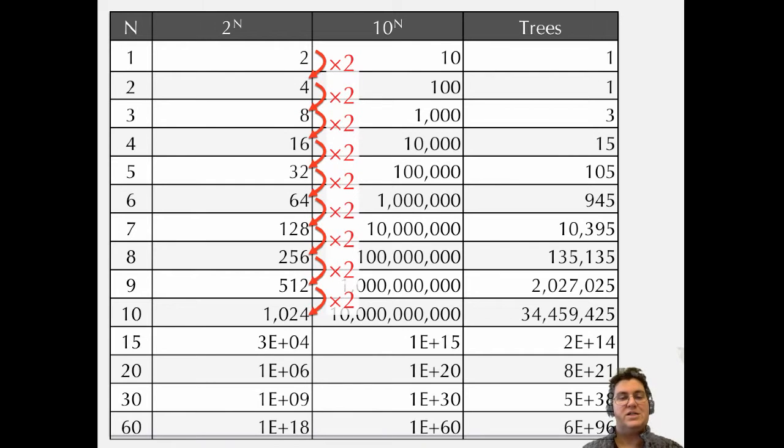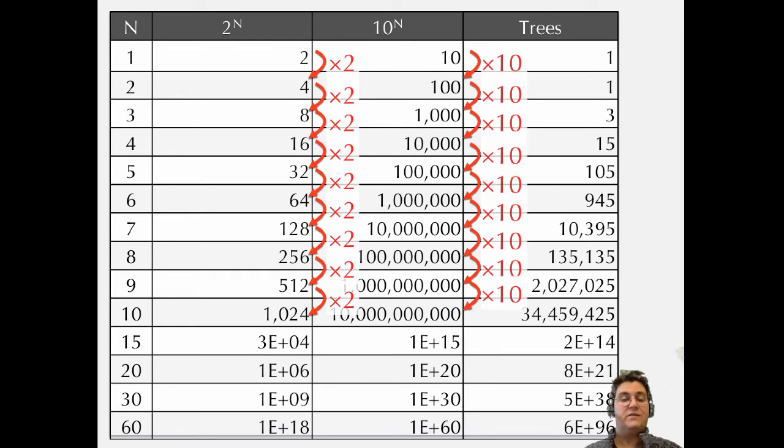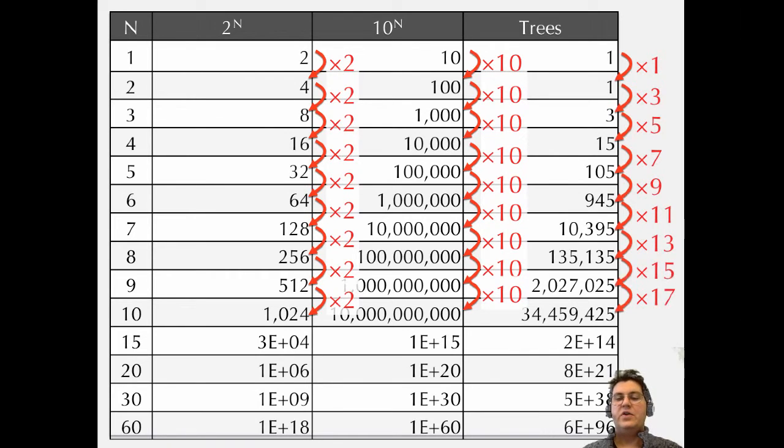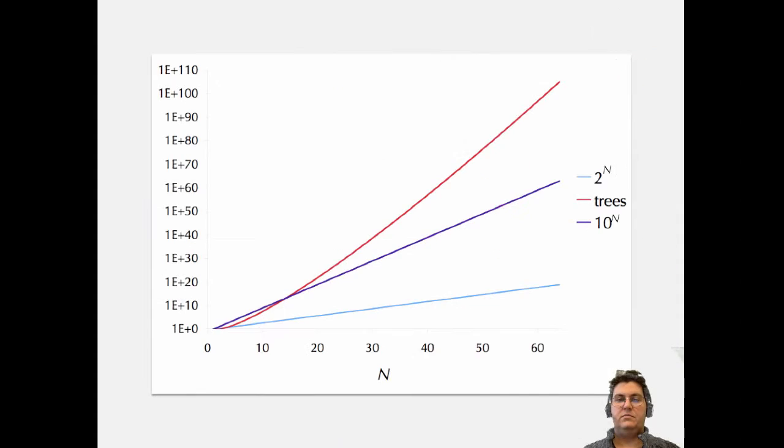So here we see a doubling each step. Here we see increasing tenfold each step, and here we see the number of trees, how they increase each step. And even if you compare it to increasing tenfold each step, eventually it surpasses it. And even for 10 taxa, there are already over 34 million possible trees. Here we see on a log plot, n versus exponential growth and this factorial growth that tree space goes through.